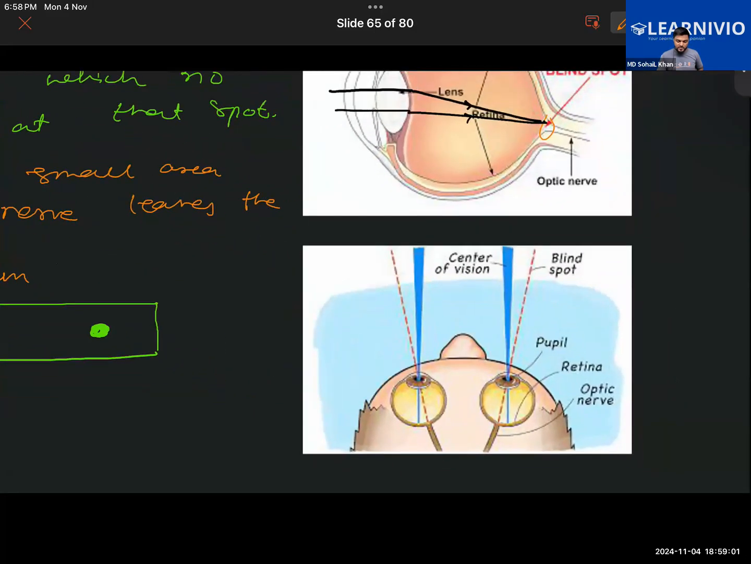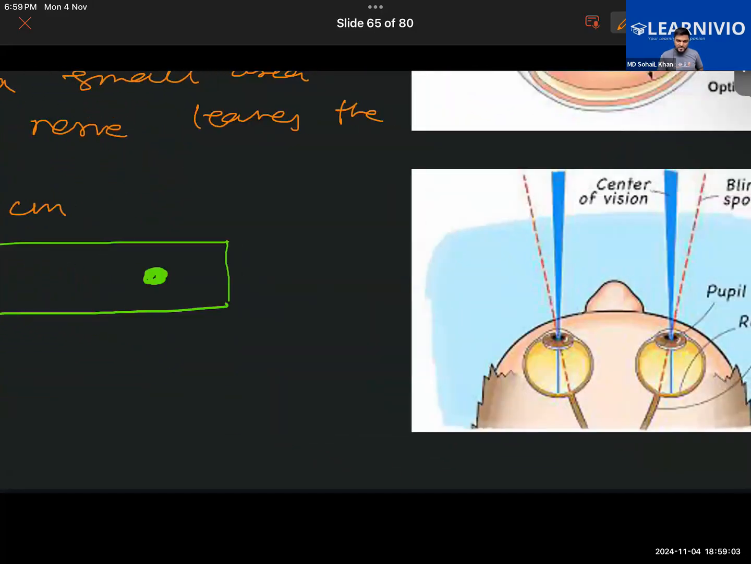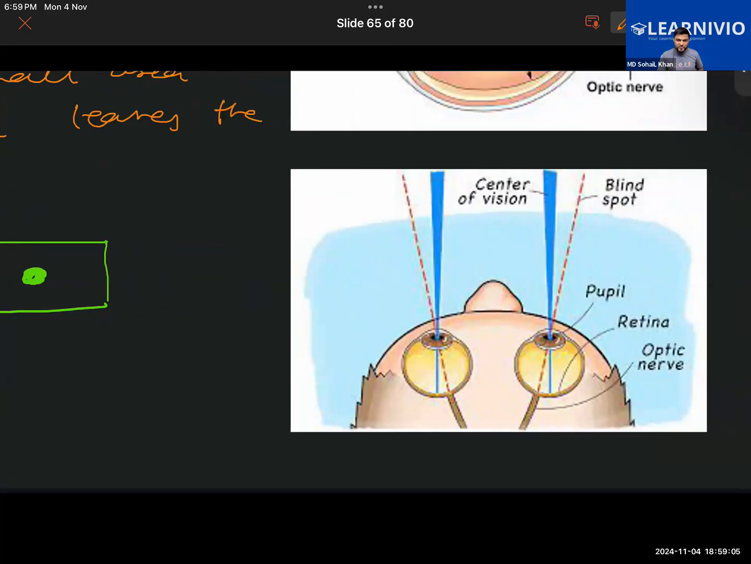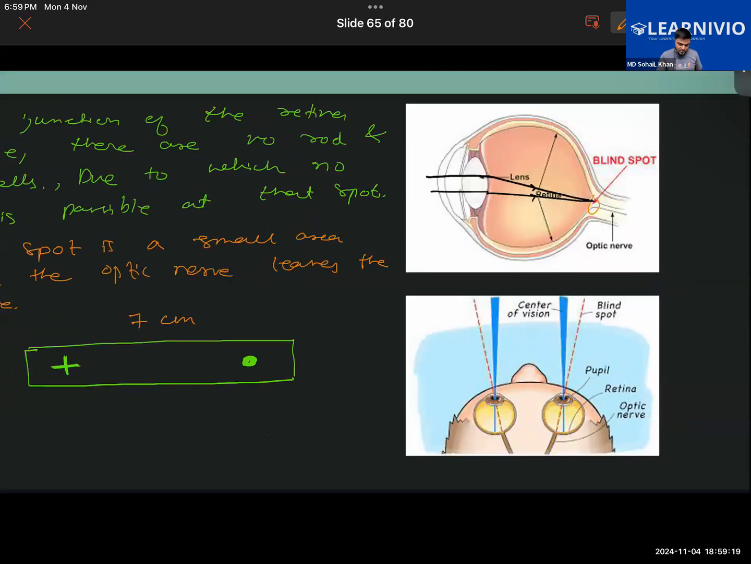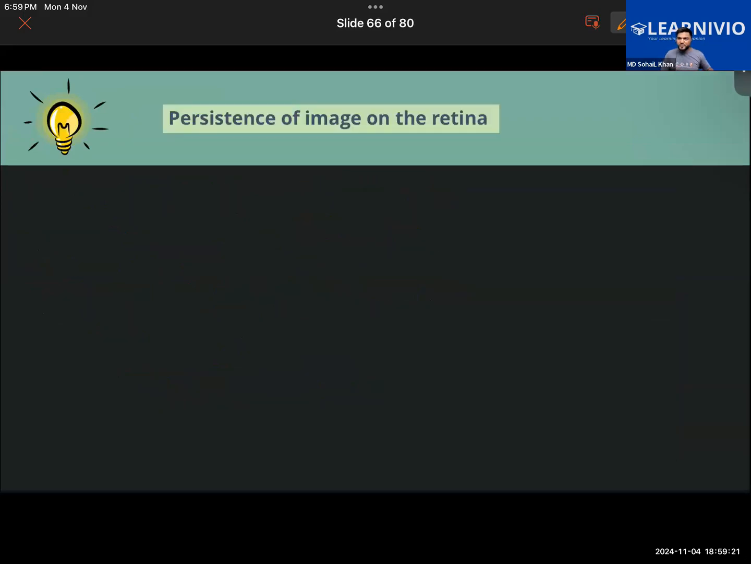Also, you guys can take a look at this image here. That gives a very clear picture of what we have discussed here. So as the rays of light were falling on this spot where the optic nerve is leaving your retina, no image formation takes place since the light sensitive cells are absent here, and here the left and the right eyes are being shown like this. That is one thing. Then we have another concept called persistence of vision.